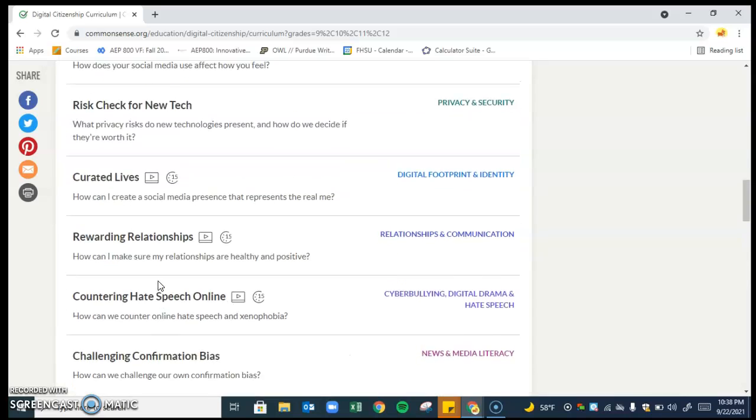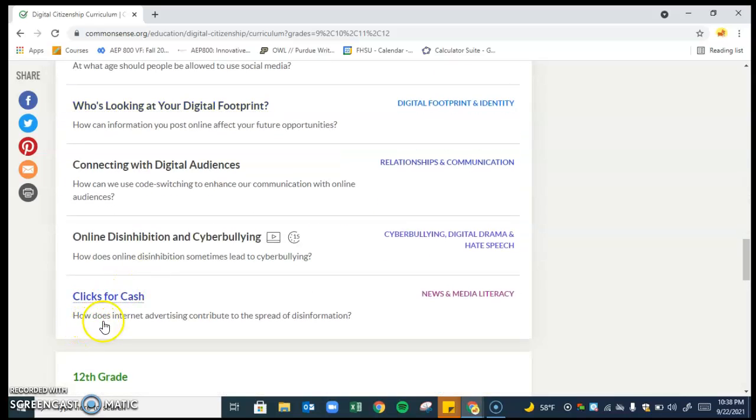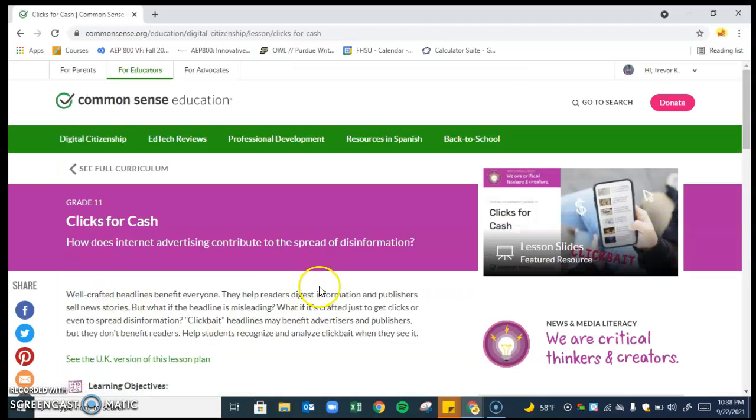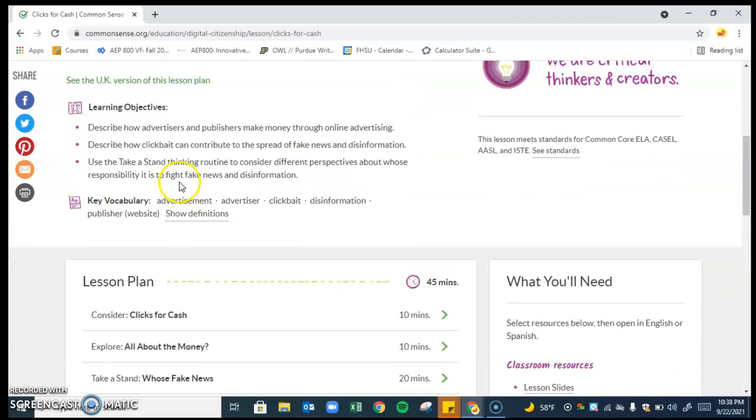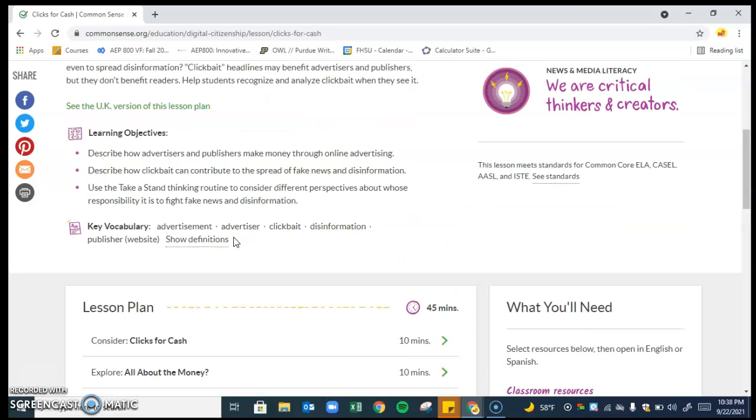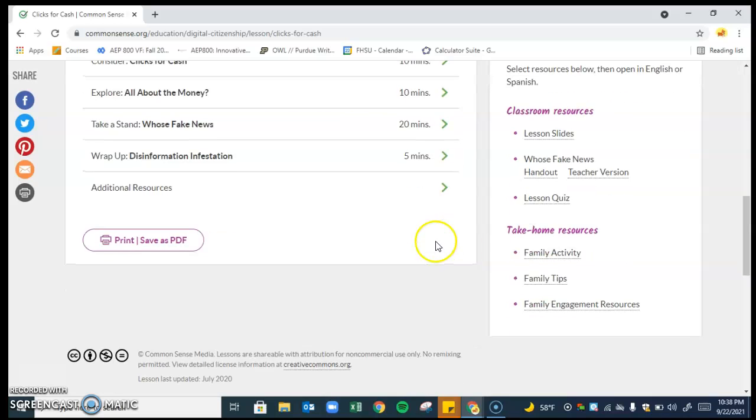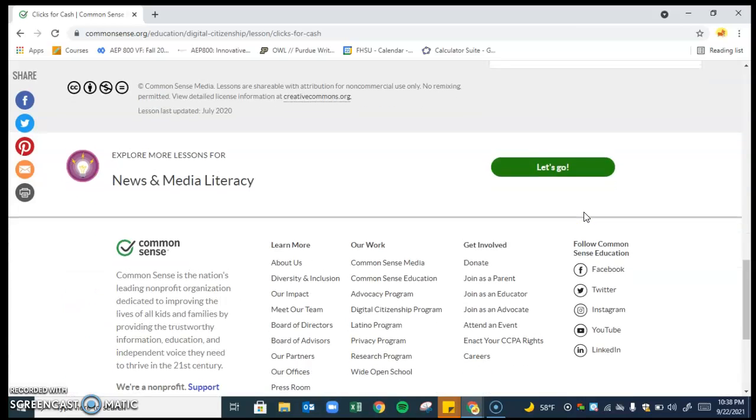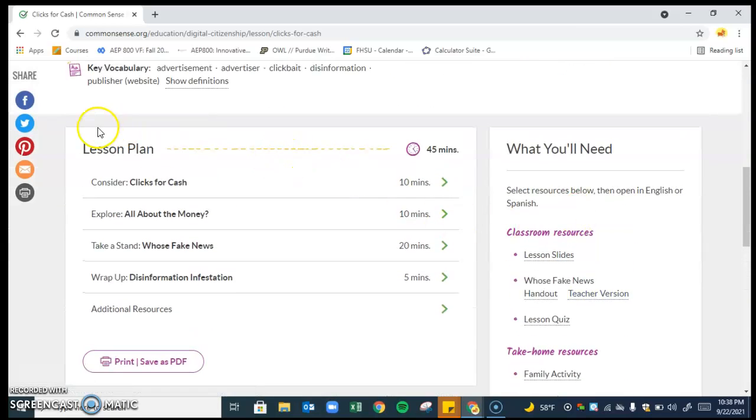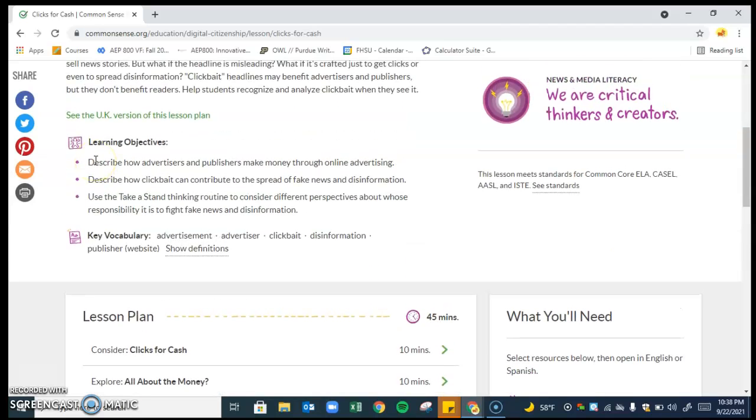So it's a good one. Clicks for Cash. How does internet advertising contribute to the spread of disinformation? Click on it. And it gives you your vocabulary like advertisement, advertiser, clickbait, disinformation, publisher, and learning objectives. It's 45 minutes, so it just takes one class period and gives what you want here, and also some other resources for your family or their family, and some quizzes over what you learned. And it's just already made up for you, and just a really good thing for students to really go over just a couple times a year.